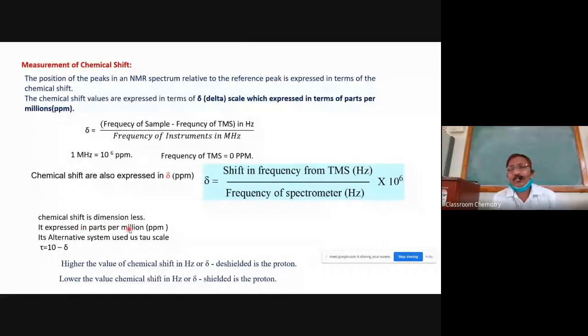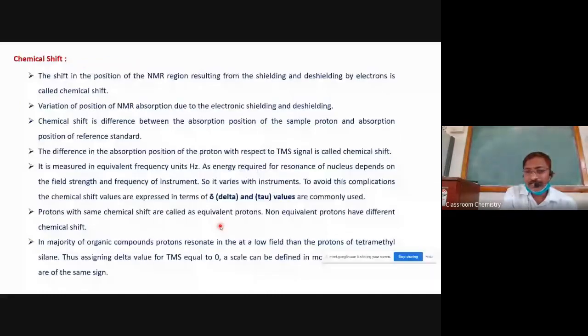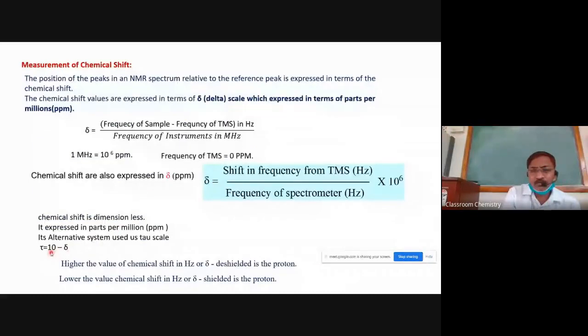So chemical shift is dimensionless. It is expressed in terms of parts per million, and we have used another unit, which we have already seen, delta or tau. Here we have mentioned that chemical shift value is expressed in terms of delta or tau. So what is meant by tau? The relationship between delta and tau is given. Tau is equal to 10 minus delta, or delta is equal to 10 minus tau. So they are exactly opposite. Suppose the TMS in delta scale is at 0 ppm. Then what is the ppm value in tau?